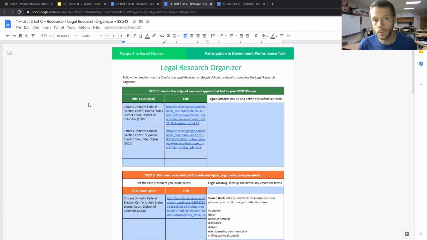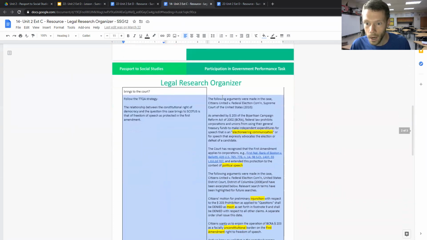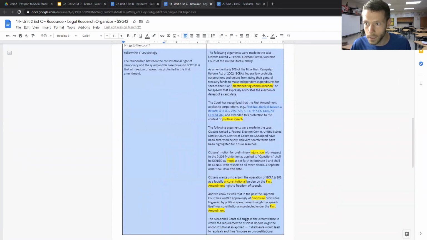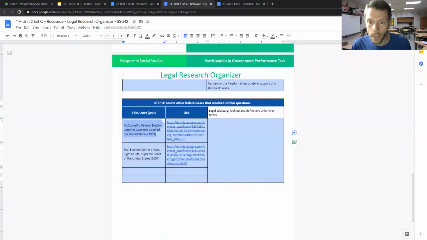And you may remember, if you saw one of our previous installments, we looked at the court case of Citizens United versus the Federal Election Commission in the United States District Court, and then ultimately in the Supreme Court of the United States. And if you remember, we looked at the original case, a skim of each of the major cases themselves in terms of relevant rights, arguments, and precedent. Remember, we have all these notes that speak to these specific precedents. And then analog cases, or similar cases that resolve similar questions.